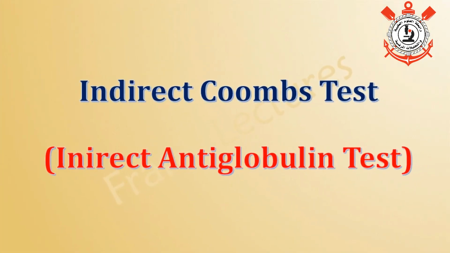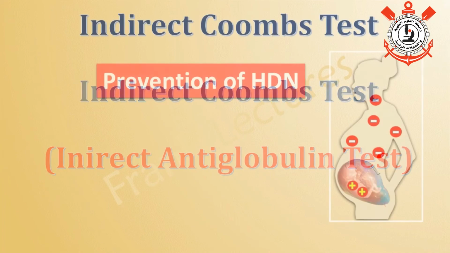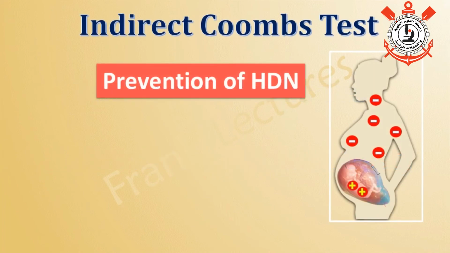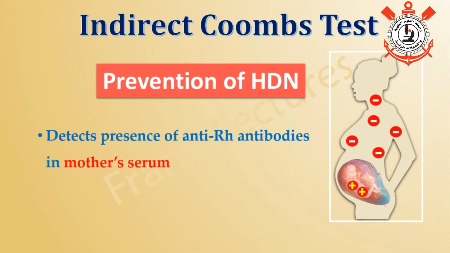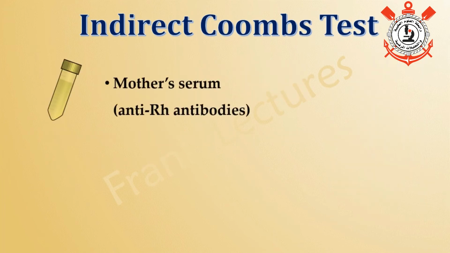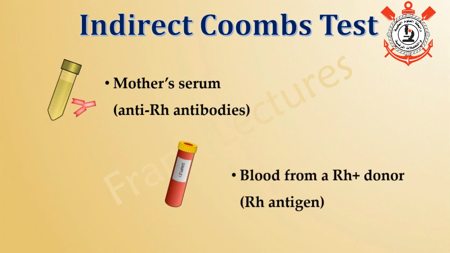Indirect Coombs test or indirect antiglobulin test. This test has application in the prevention of hemolytic disease of the newborn. It detects anti-Rh antibodies in the mother's serum. In this test, first mother's serum is taken. Mother's serum will contain anti-Rh antibodies if she has been sensitized. We also need blood from an Rh-positive donor.